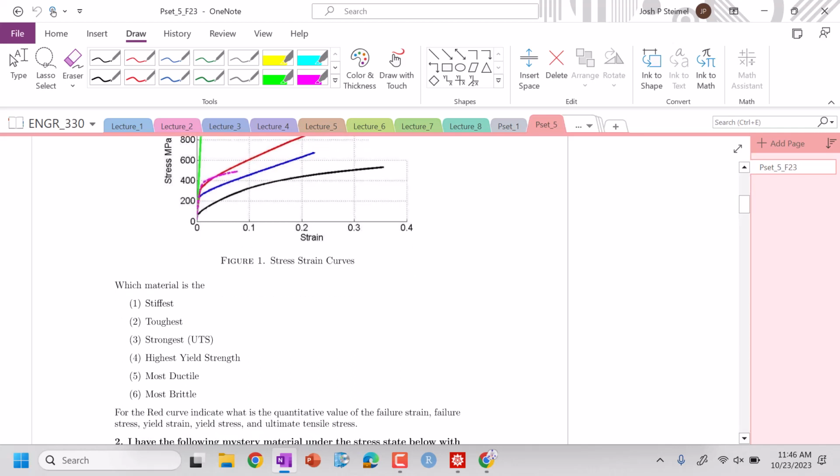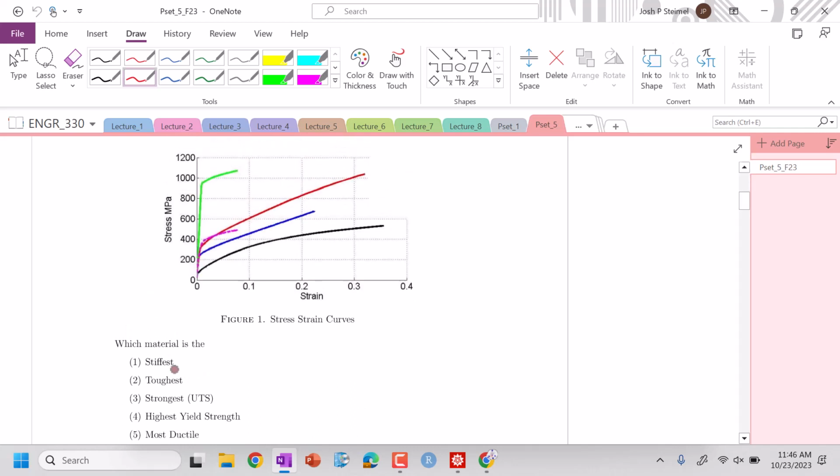So, what material is the stiffest? Basically the highest slope. I would say green. What about the toughest? Largest area under the curve? Probably red. Strongest in terms of UTS?